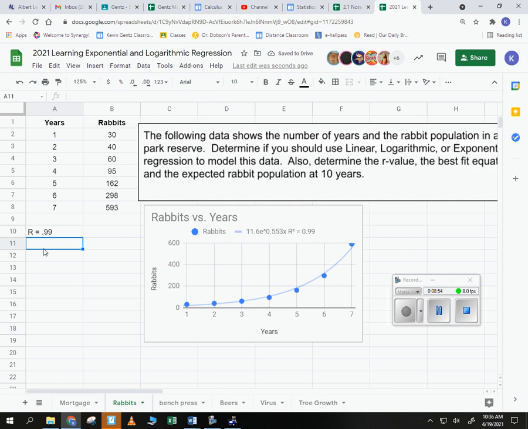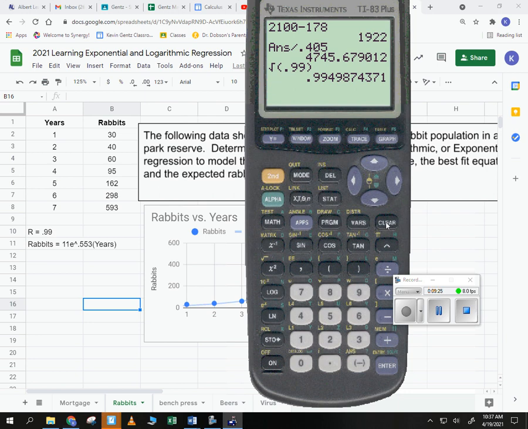Now we use our best fit equation. This is tough because we're not used to this. Rabbits is equal to 11 e raised to the, so use a caret key, 0.553x. Or instead of x, I'm going to write years. So this is where people struggle to come up with acceptable options of what to do here.